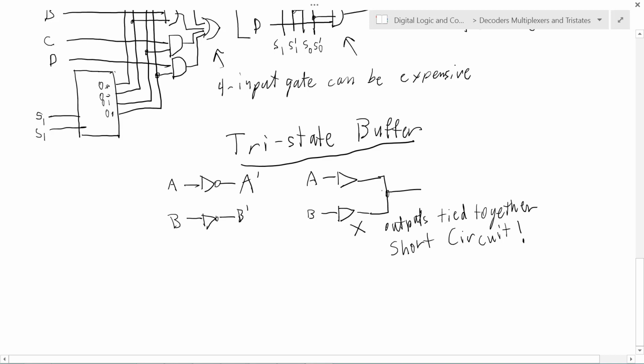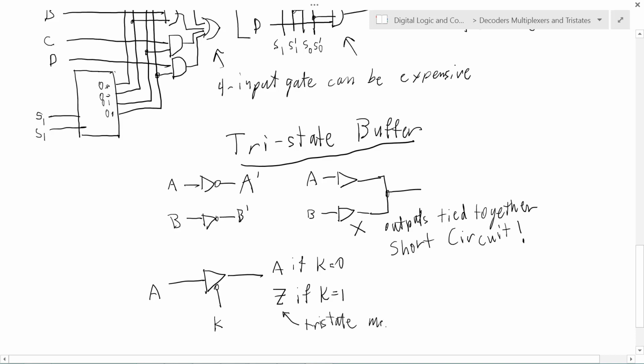However, it's possible to use something that's called a tristate buffer here, and you have A, and then you have your control signal, let's say K, and then the output is either A if K equals 0, or the tristate value Z if K equals 1. The Z tristate means disconnected.